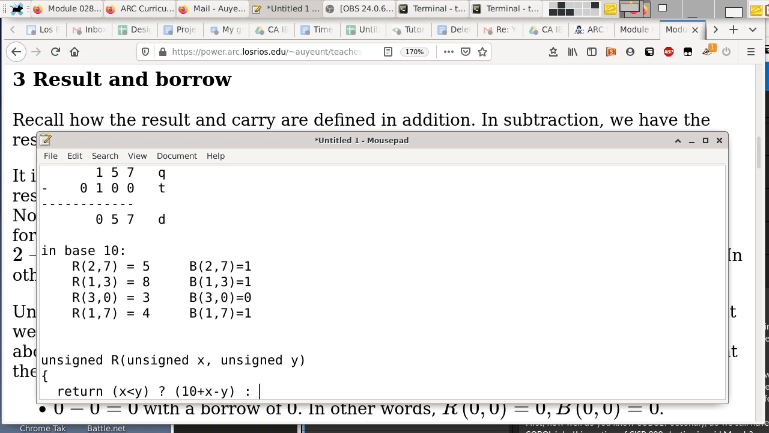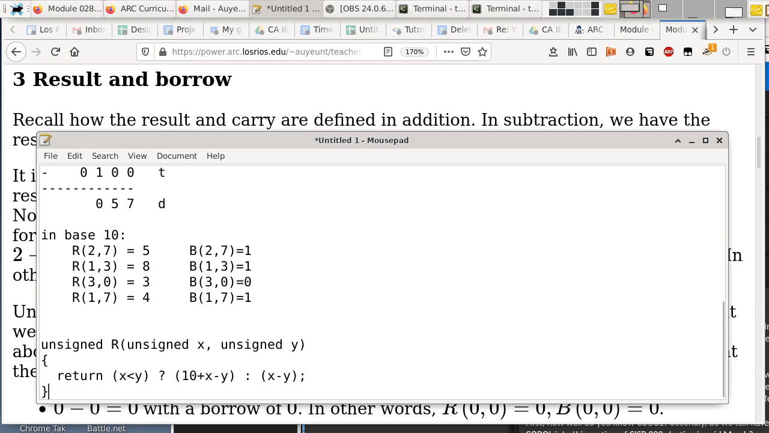What if x is greater than or equal to y? Then we just do the subtraction, right? And we're done. A single return statement. That's all we need. So does anyone want me to review the ternary operator? Okay. I'll give you a 20-second review.